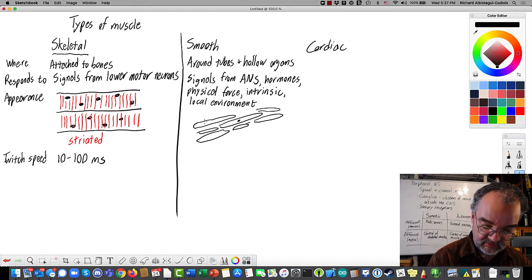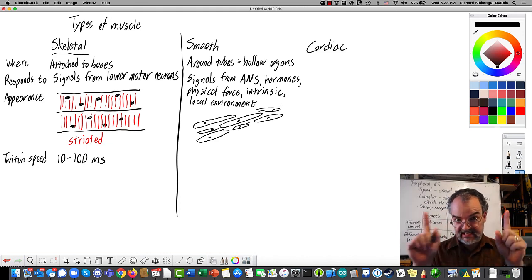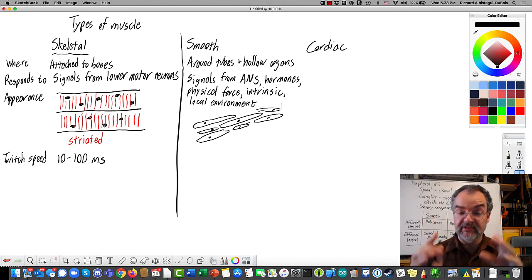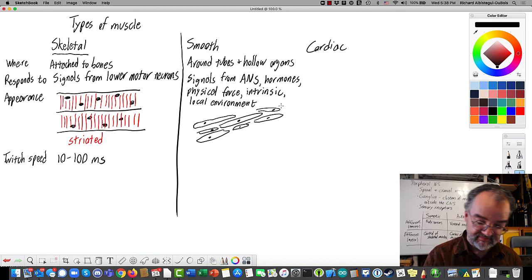Mononucleated, so each of them only has one nucleus, and much smaller than skeletal muscle cells. Skeletal muscle cells are some of the largest cells in the body. They can be centimeters long and hundreds of micrometers across. Whereas smooth muscle cells are quite skinny and relatively short, but they come in large numbers, and you kind of stack them into layers like this.